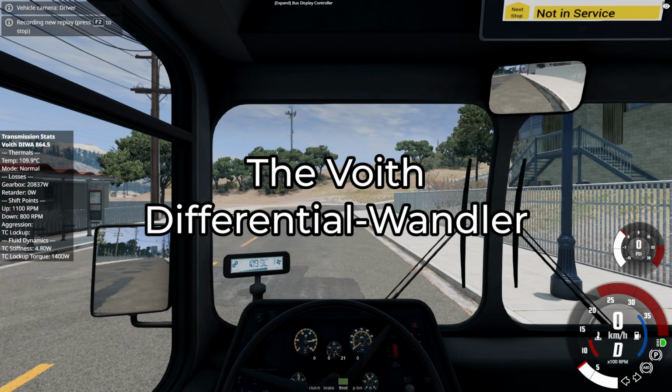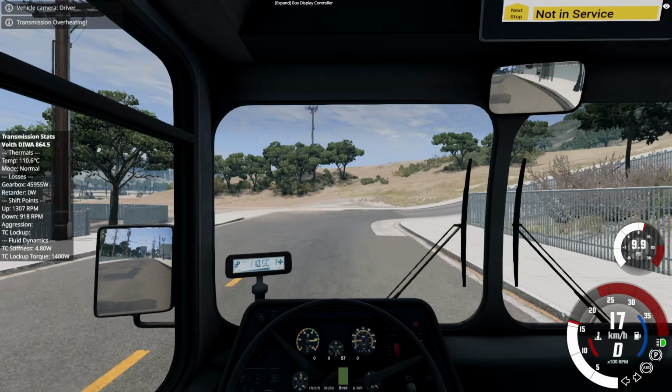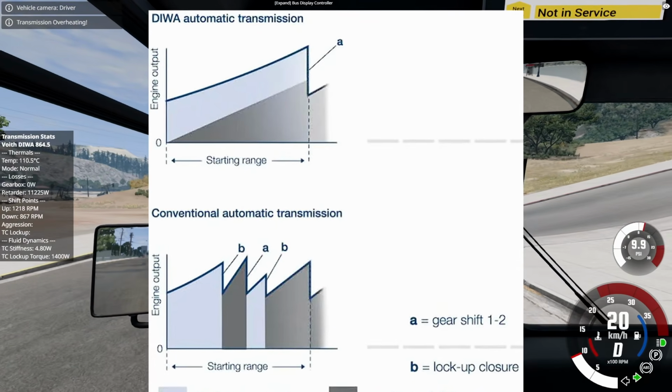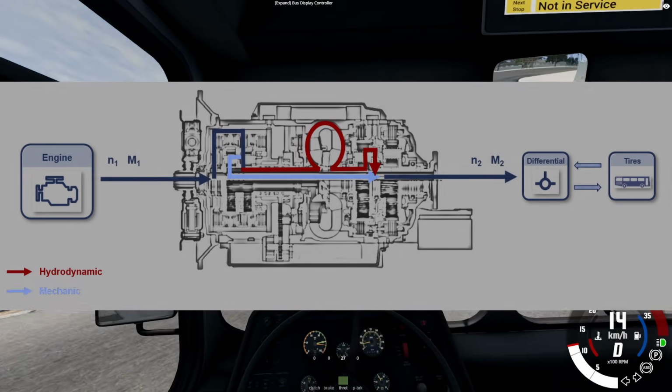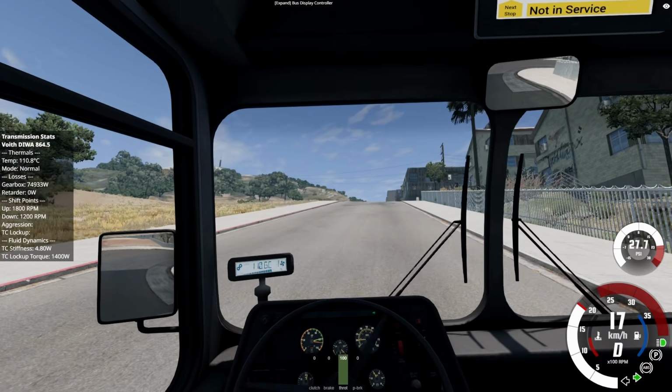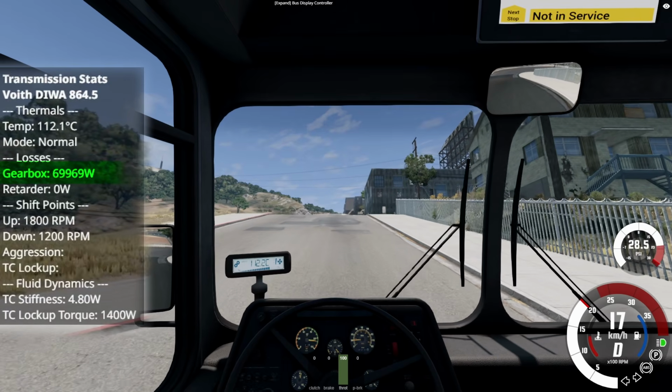Then we have the Voith. These work differently compared to your conventional automatic. They use a differential Wandler system, where first gear is incredibly long and splits torque between a mechanical and a hydraulic path. This gives you that signature smooth acceleration, but it makes them heat factories under load.